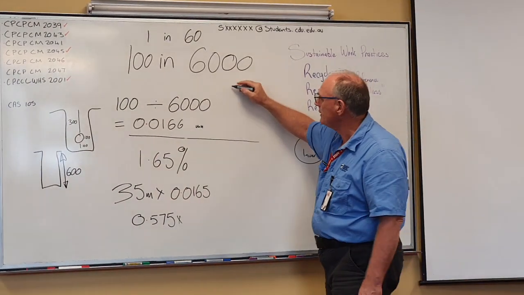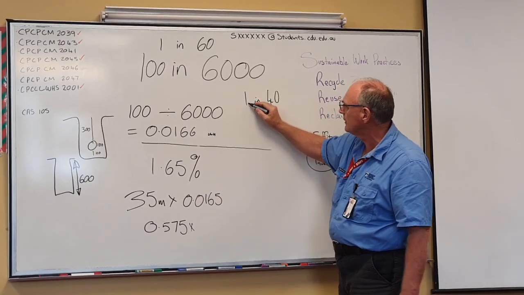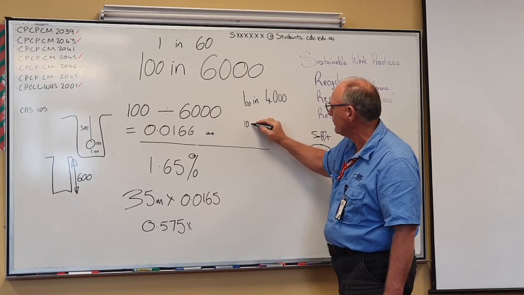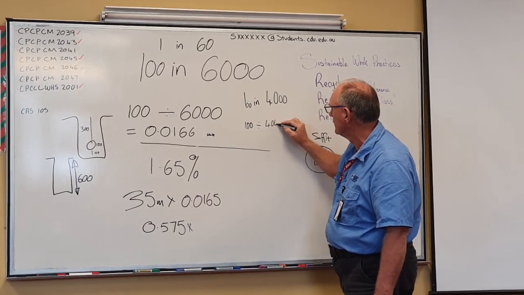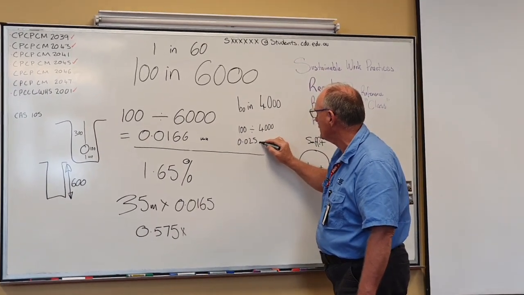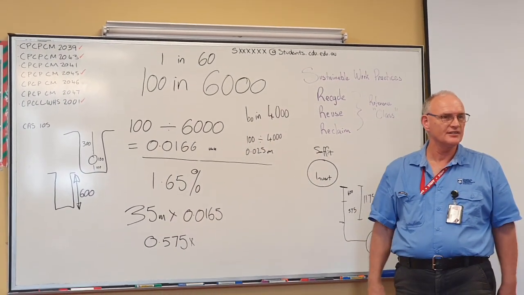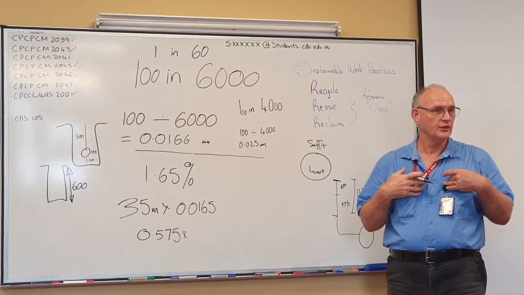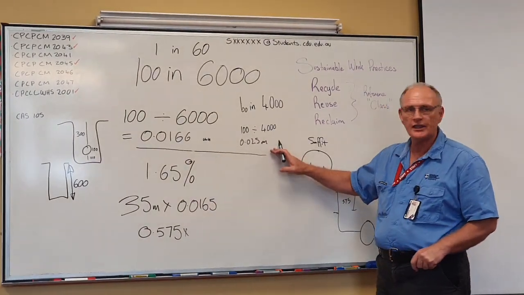If it was 1 in 40, which is another key measurement that we do, how would we do it? 100 and 4,000, so 100 divided by 4,000 equals 0.025, which is 25 millimetres per metre. So it doesn't matter, does it, what the ratio is? That's the quickest way to work it out, for me. There are other mathematical ways. If you want to go down that track, that's fine. But this is the quickest way I've learned how to do it.